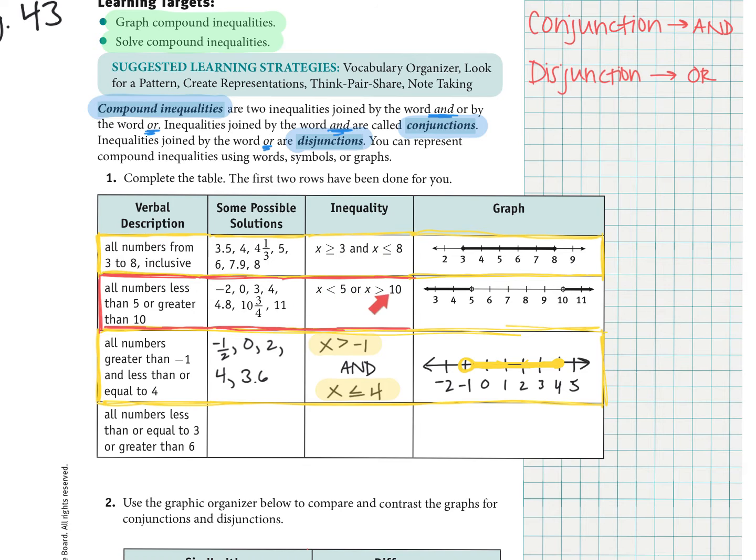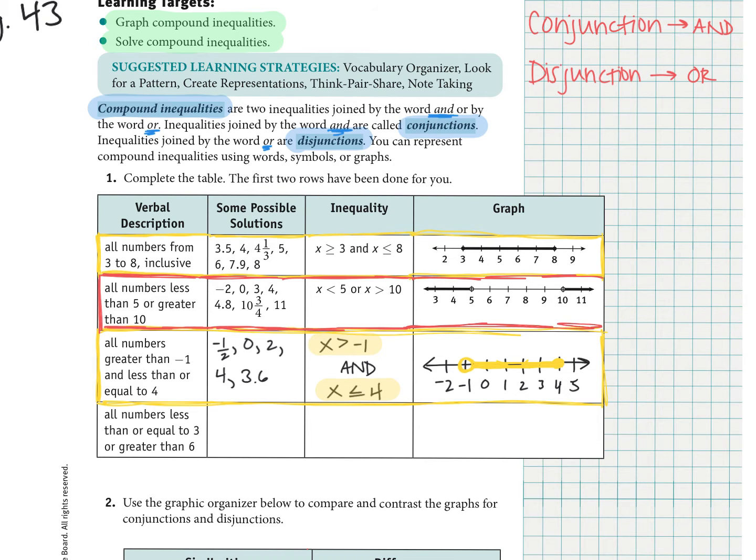The difference between this is we have an or statement. Why is it an or statement? Think about this. Can something be less than 5 and greater than 10 at the same time? No, it can't. It's like that Coke versus Sprite situation. You can have one or the other. You can't have both. So this picture is going to look a little bit different.